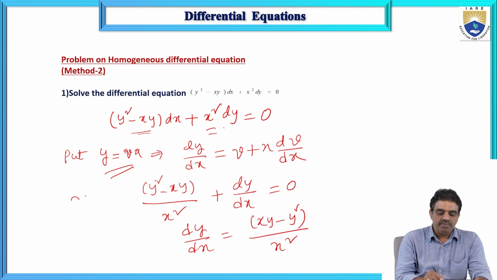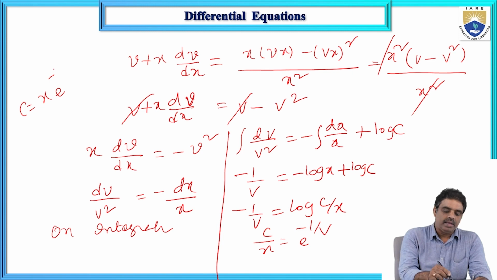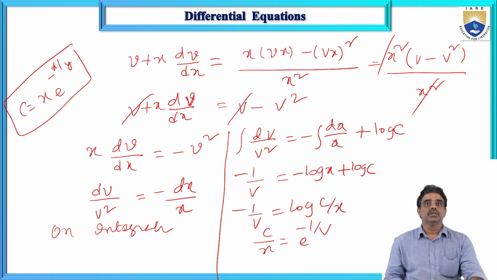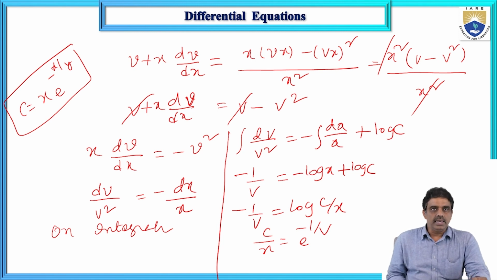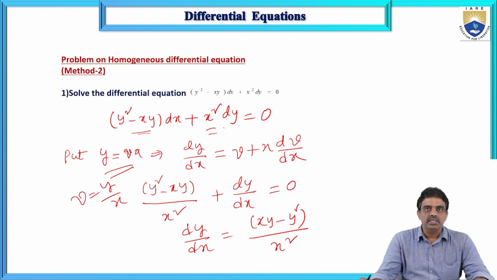So what is v? V is equal to y by x. On replacing v is equal to y by x, e power minus x by y is the required solution of the given differential equation. It does not contain any differentials. It is a pure function of x and y. So this is the solution of the given problem by using the homogeneous differential equation.